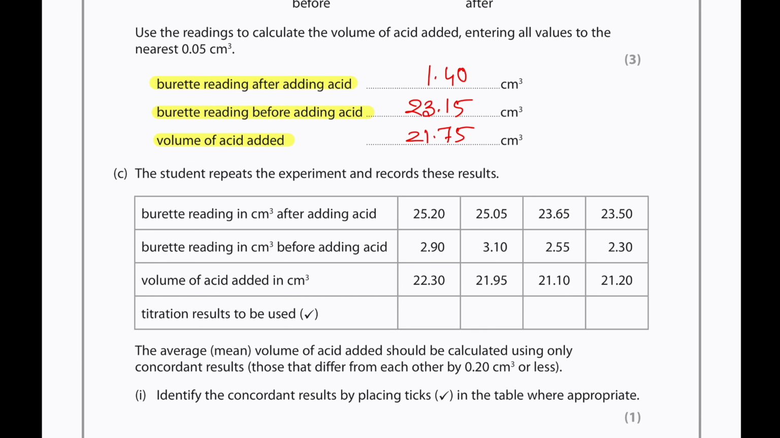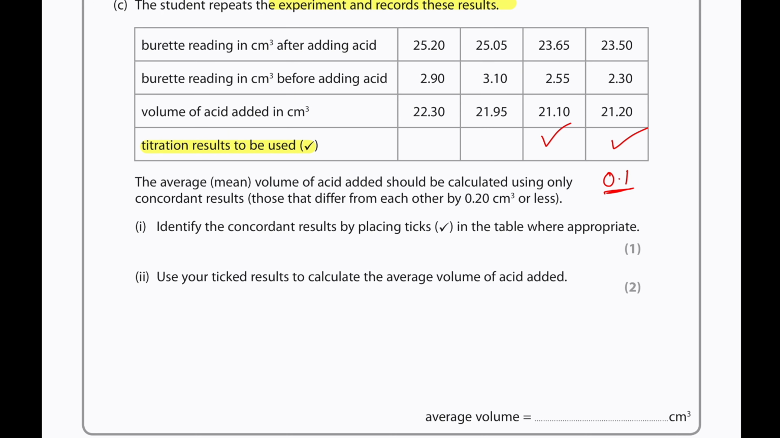The student repeats the experiment and records this result. Now, which titration results are to be used? We can use the titration results that are concordant to 0.1 cm³, meaning the results must be as close as 0.1 cm³. So these two results can be used for further calculation.